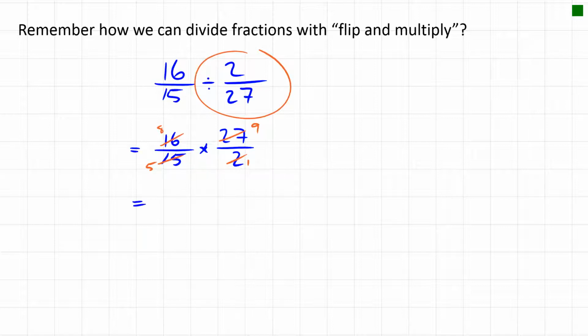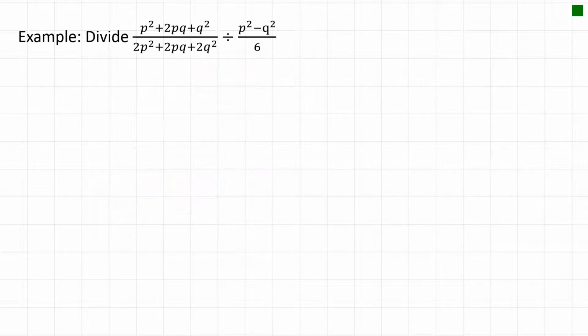So this 16 over 15 divided by 2 over 27 is simplified quite nicely into a multiplication. We've done some canceling, and now we just have to finish off by going 8 times 9, which is 72, divided by 5 times 1, which is 5. And so we're actually going to be using the same strategy for dividing rational functions, or rational expressions, I should say. And I'm going to show you how to do that right now.